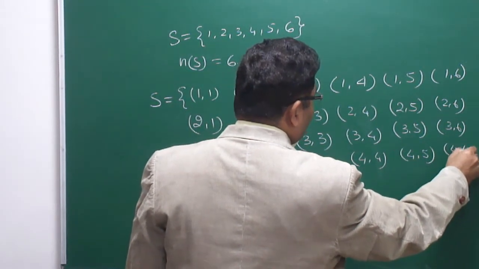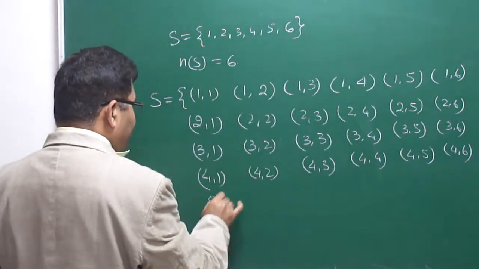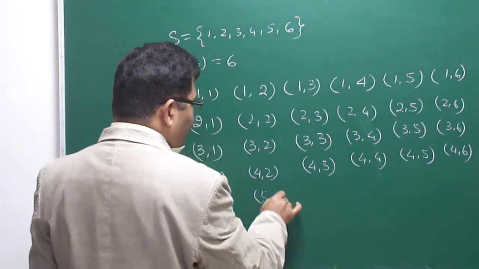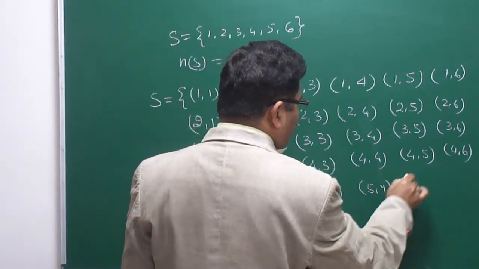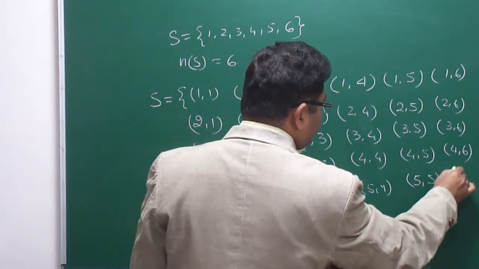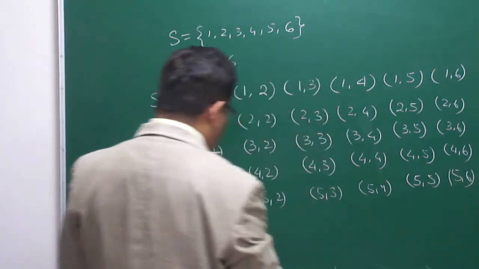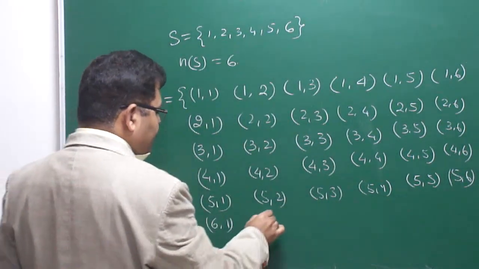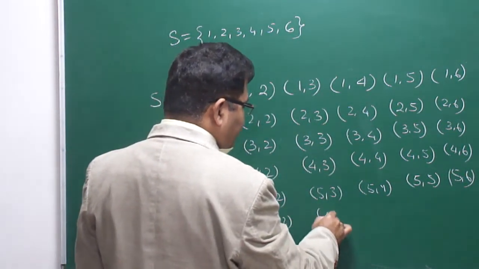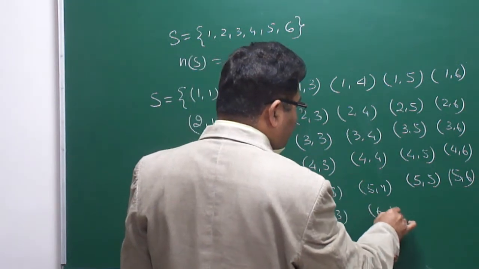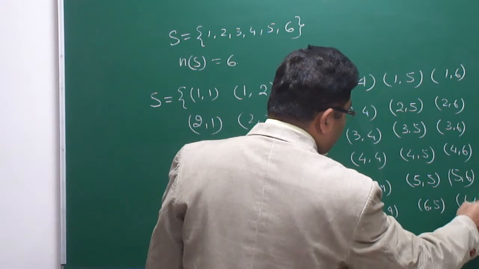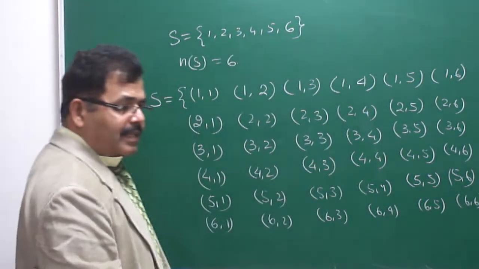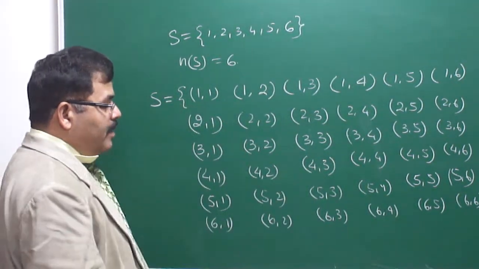So, whenever 2 dice are thrown together, these are the possibilities: 5-1, 5-2, 5-3, 5-4, 5-5, and 5-6 may come. And finally, 6-1, 6-2, 6-3, 6-4, 6-5, and 6-6 may come. Are they all possible? Yes, no? All of them are possible.